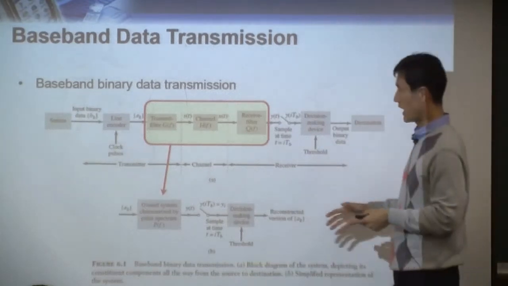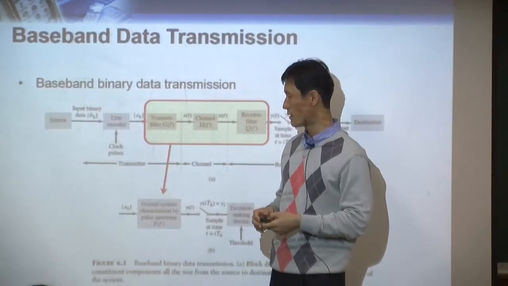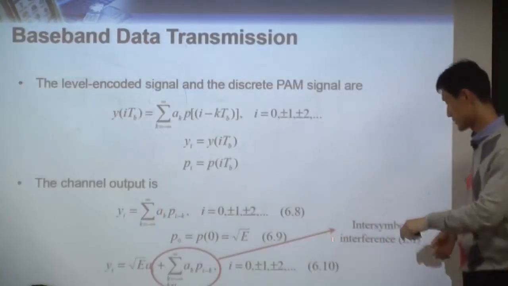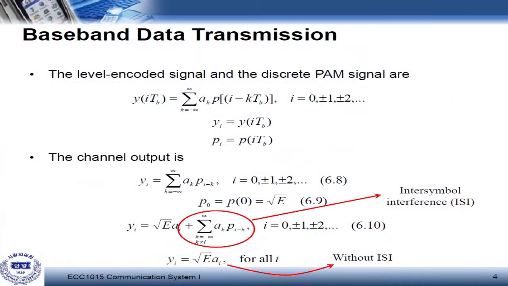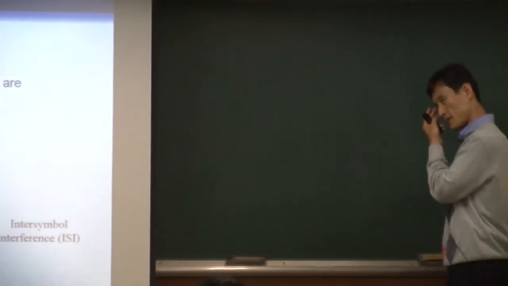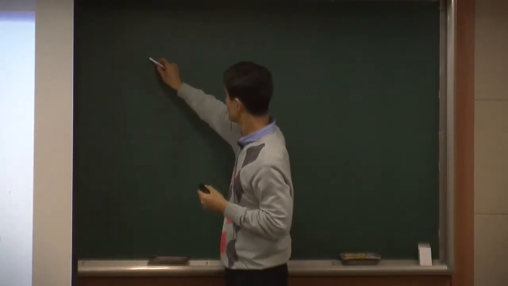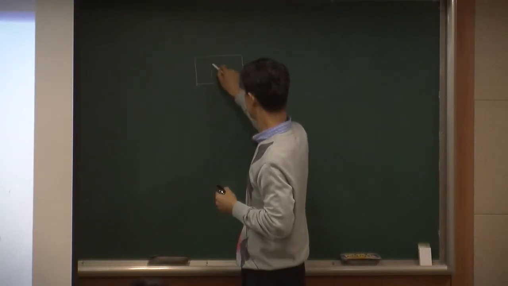Simply speaking, the ideal block of this, we need to avoid the intersymbol interference. Intersymbol interference. What is the intersymbol interference? This is a very, very important concept. Let's make a simple, very simple example.